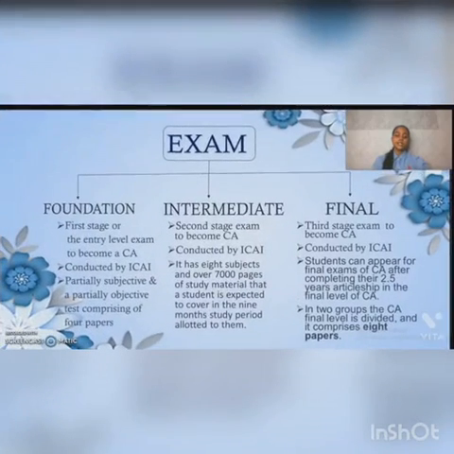CA exam. In India, the ICAI conducts the CA exam and certifies a candidate as a qualified chartered accountant upon successful completion of the 3-level course. Examinations are conducted during the chartered accountancy courses. The Common Proficiency Test or Foundation exam is the entry-level test for the CA course, followed by the Intermediate and the Final examination. CA Foundation, Intermediate, and Final examinations are conducted twice a year in May and November.